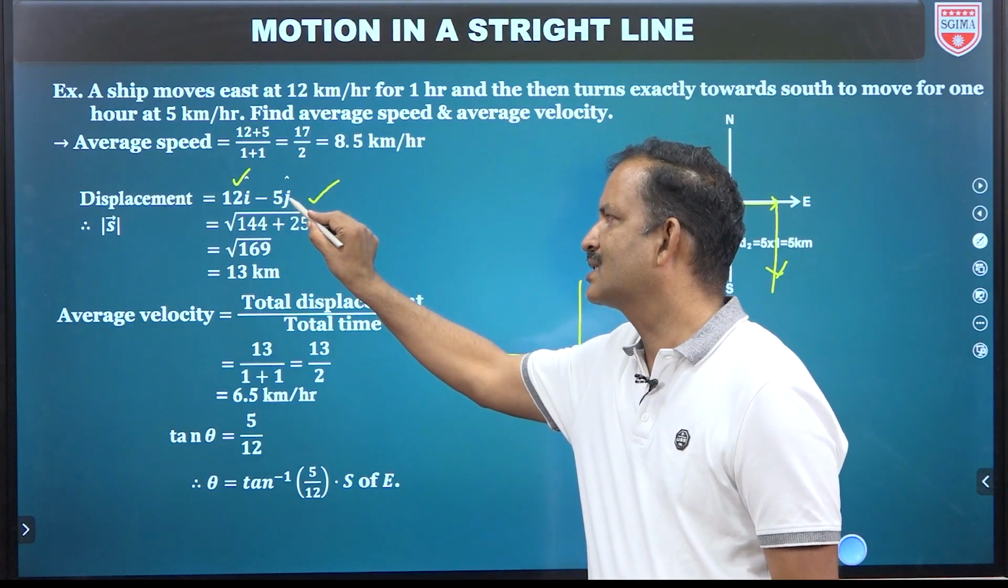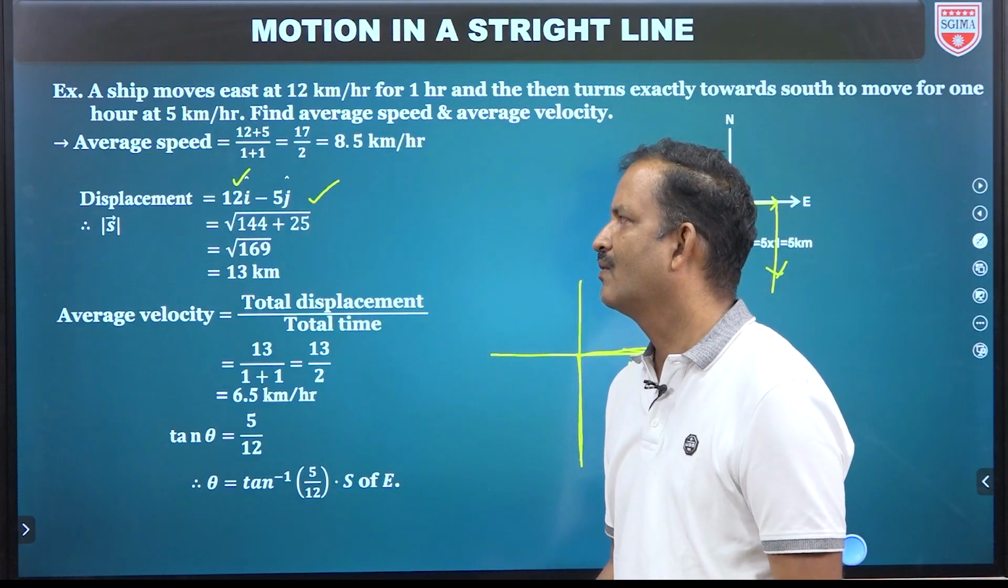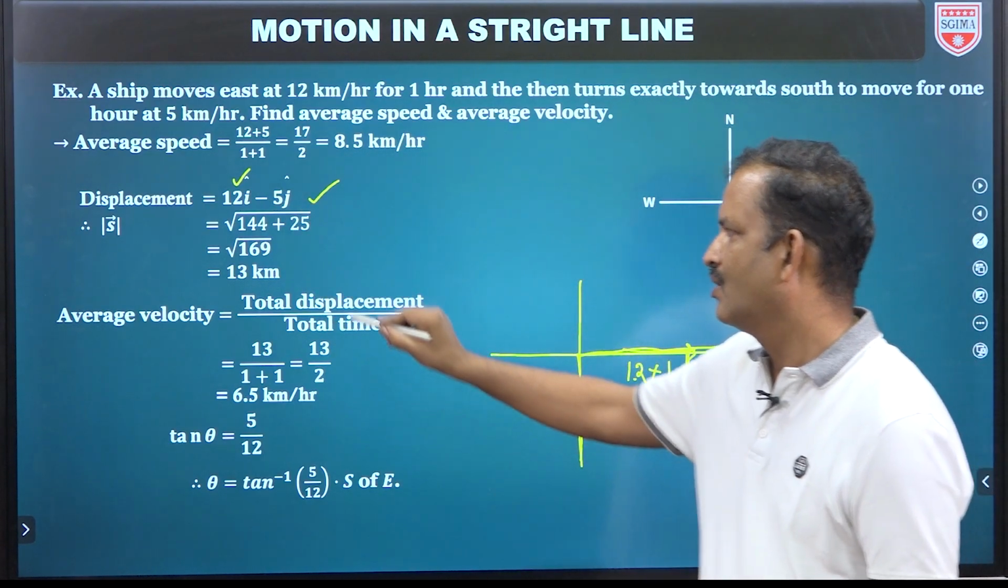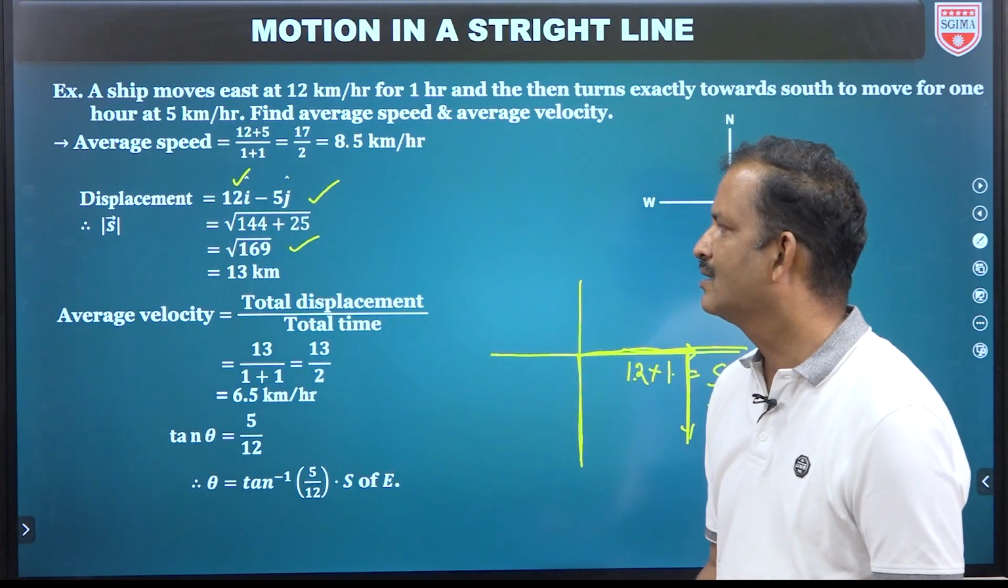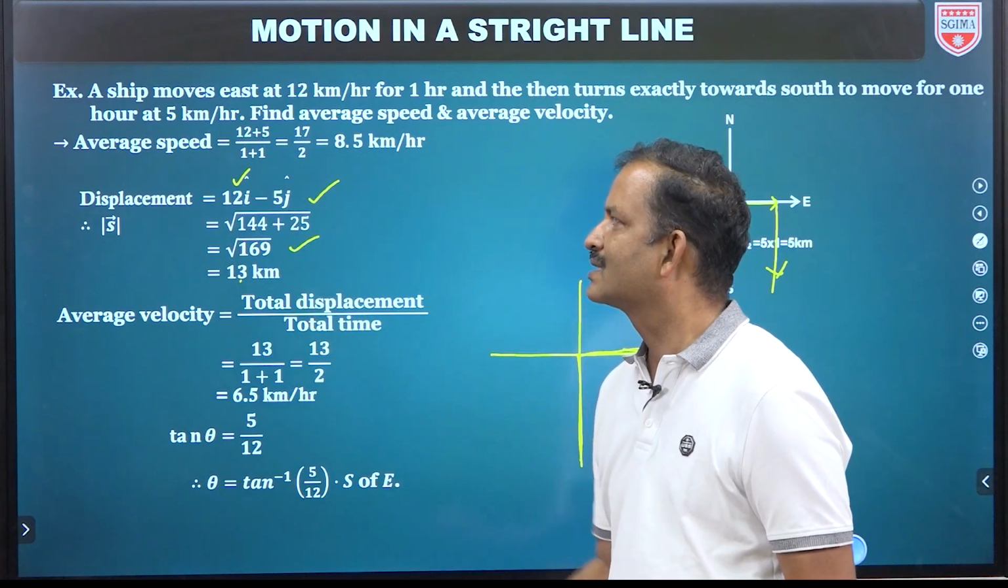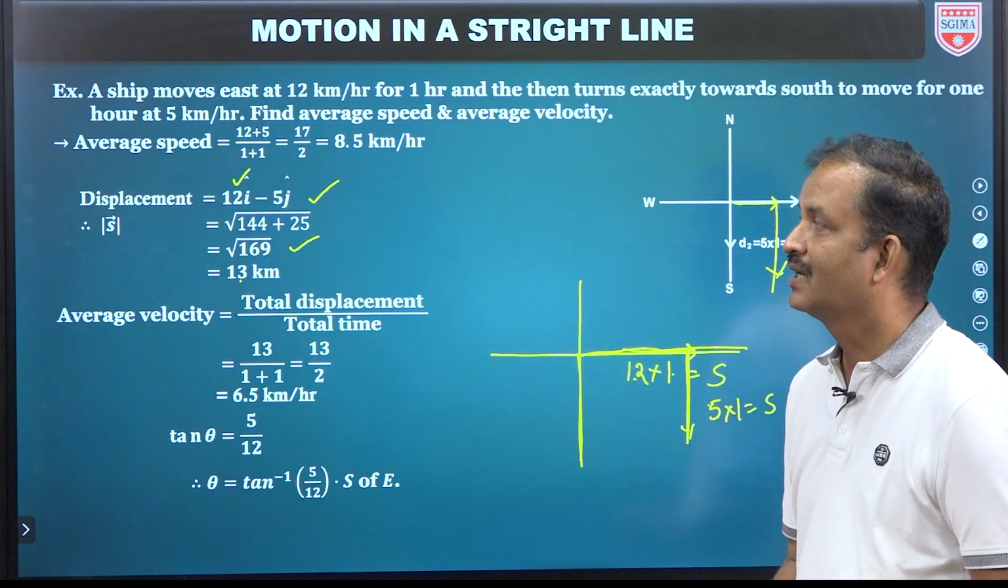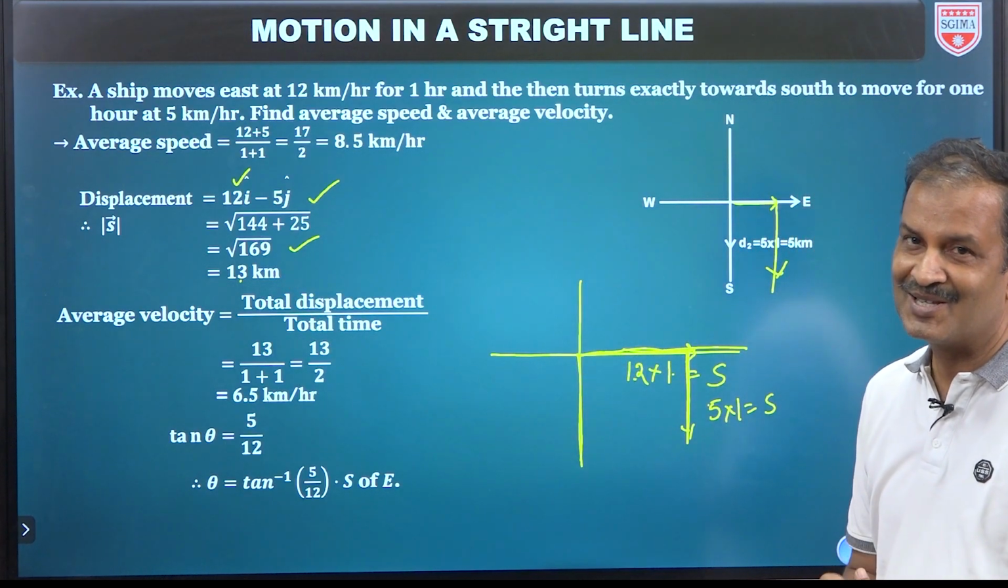Square root of 12 squared plus minus 5 whole squared, 144 plus 25, root of 169. So 13 kilometers displacement. But for distance, there is no problem.